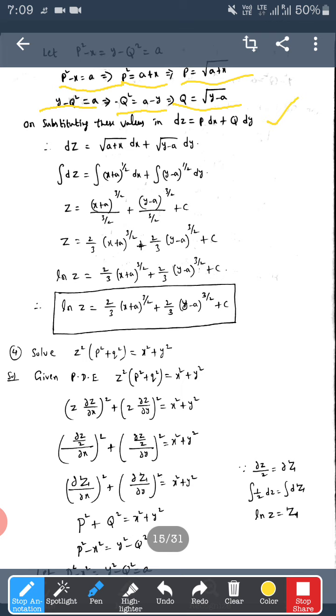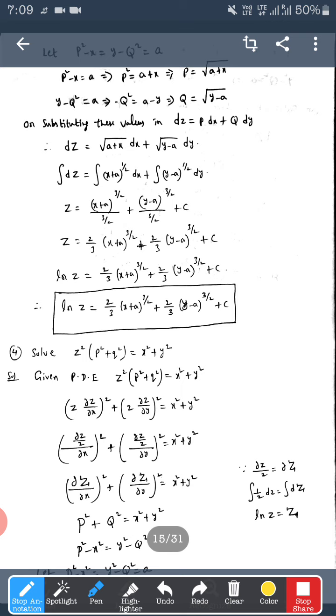Substituting these values in dz is equal to p dx plus q dy. Therefore, dz is equal to square root of a plus x dx plus square root of y minus a dy. So here also variables are separated. It is easy to integrate. Therefore, integral dz is equal to, I am writing root of a plus x dx as (x plus a) whole power of 1 by 2 dx plus (y minus a) whole power of 1 by 2 dy.